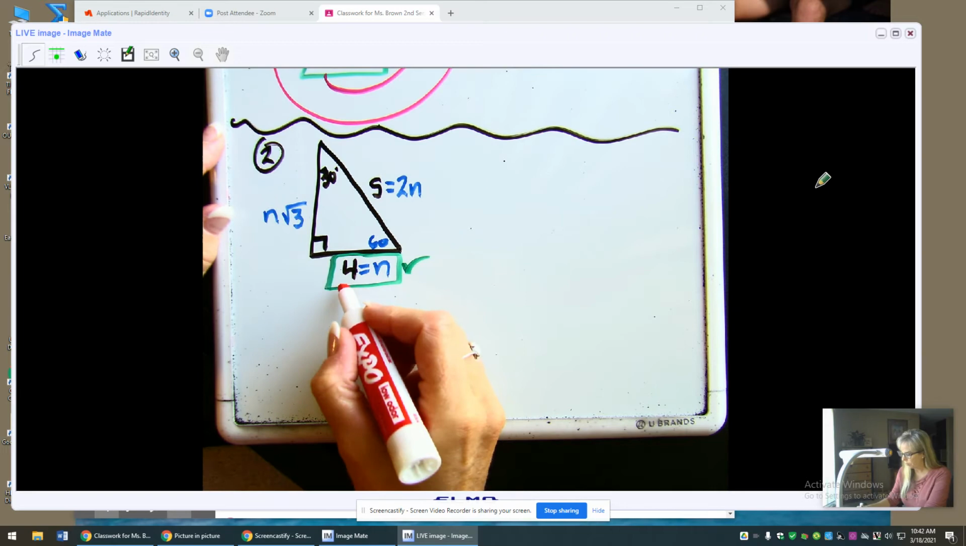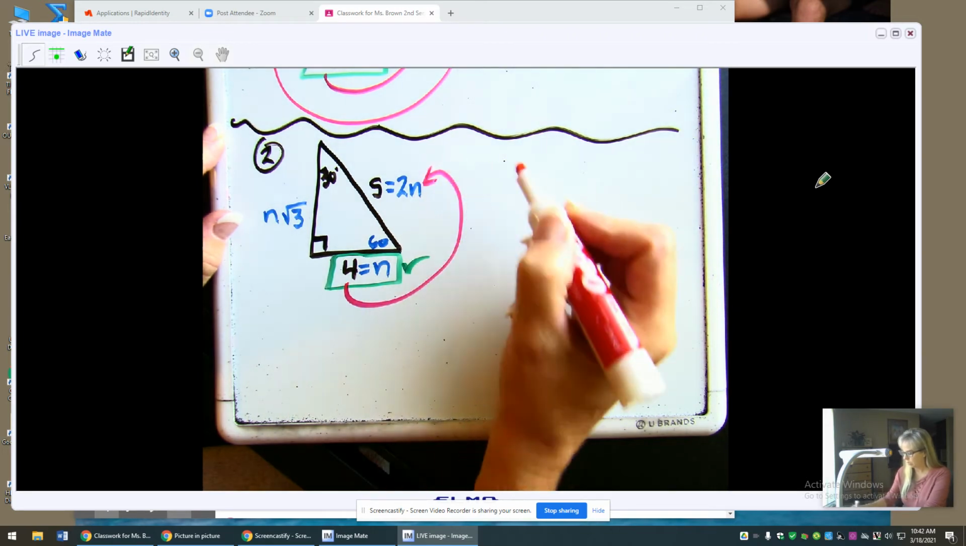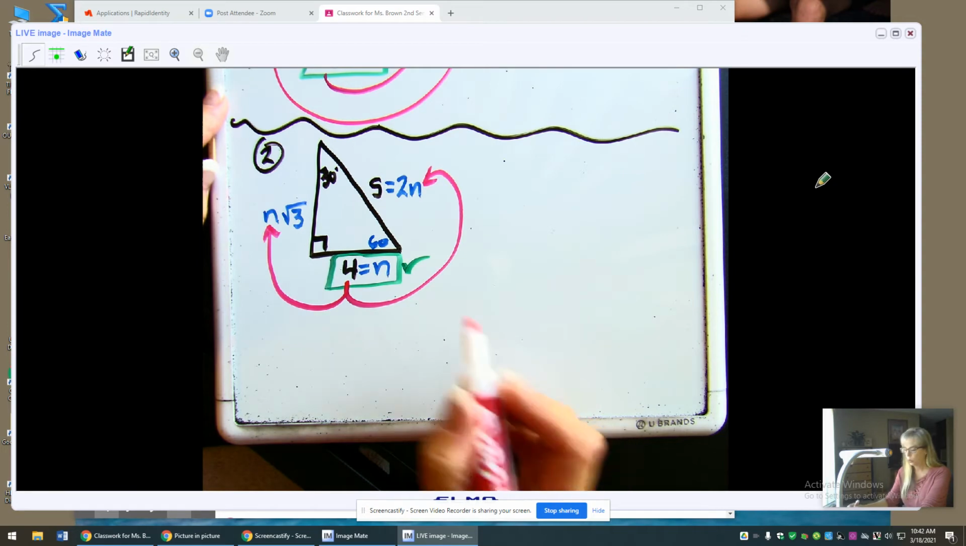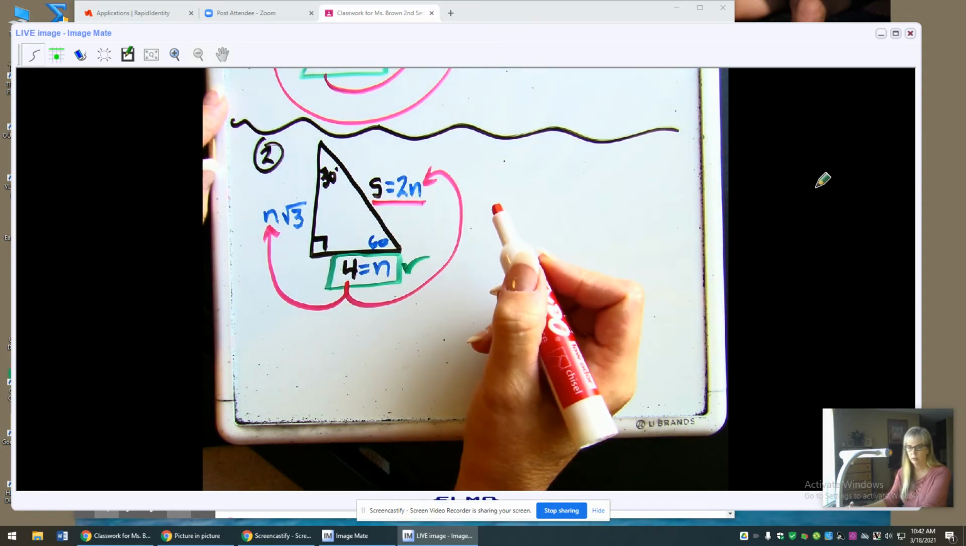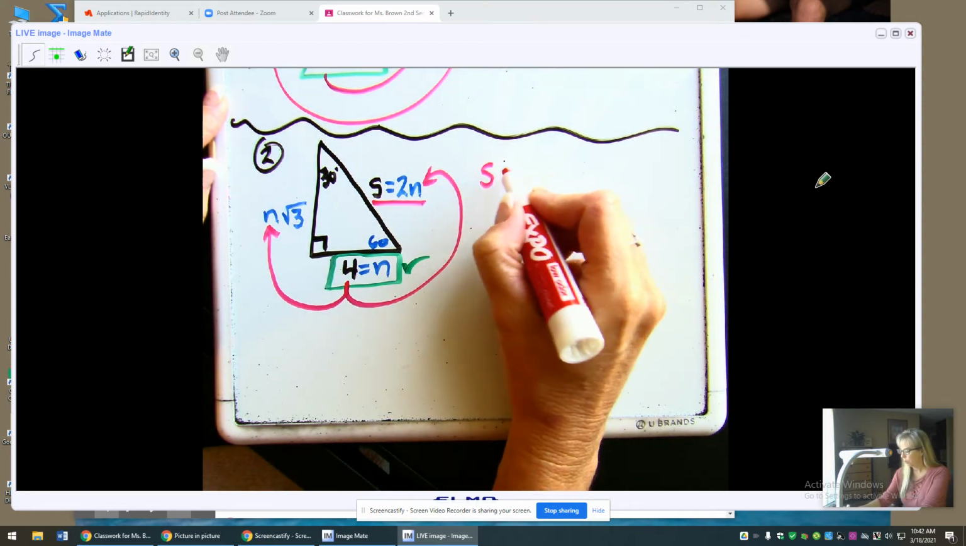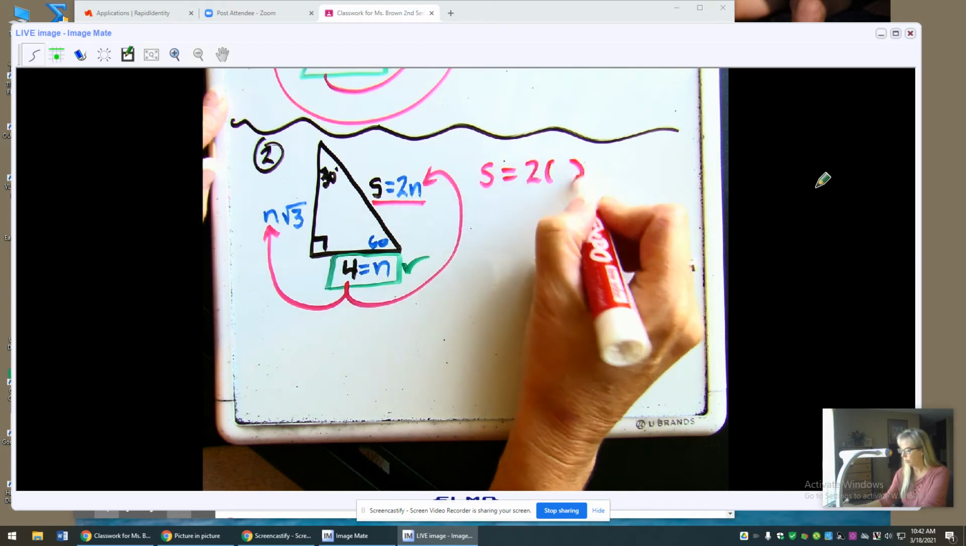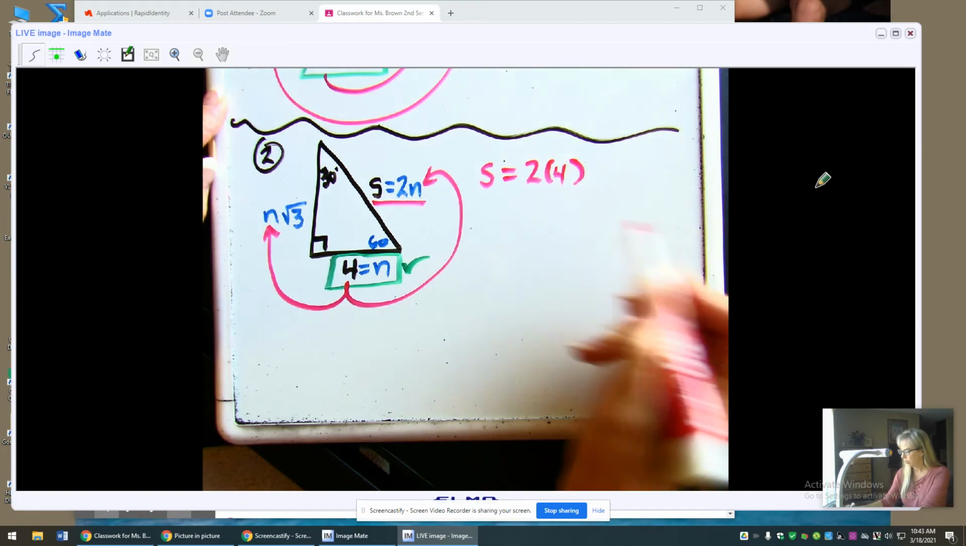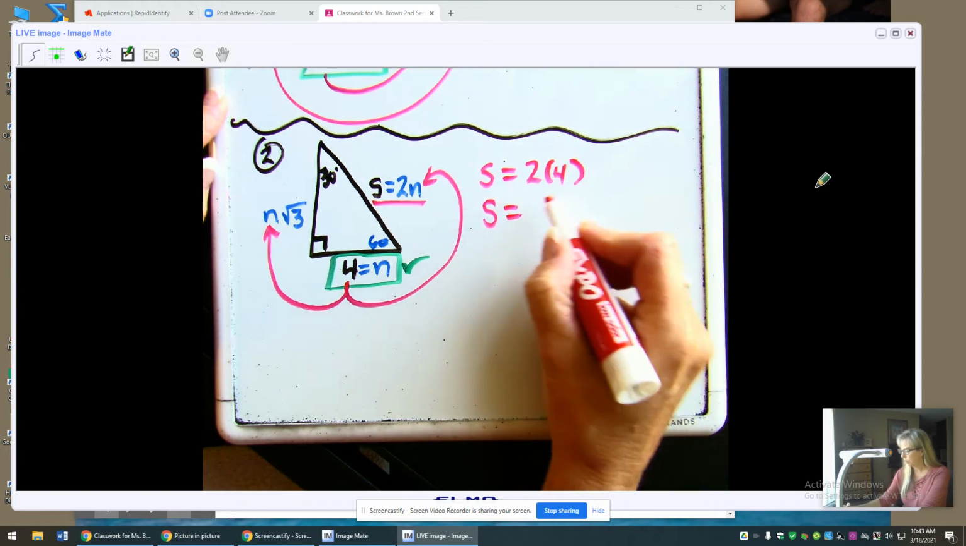We take that n value and we plug it in. We could also plug it in here even if they're not asking us to. We'll just do this one. Step 3, plug in the n value. The n value is 4. Therefore, the hypotenuse is 8.